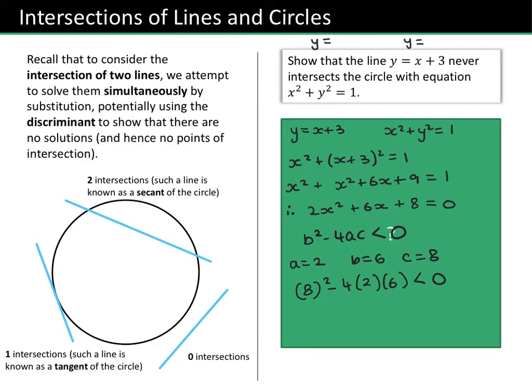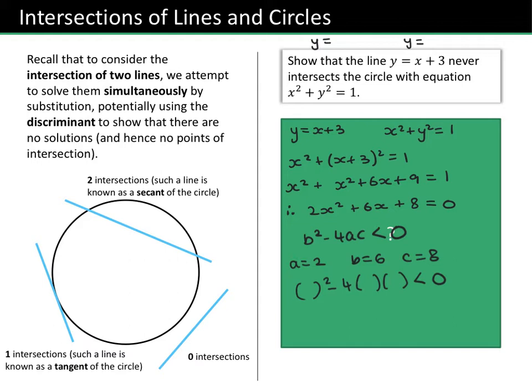Now 8 squared is 64. 64 minus 4 times 12. What's 4 times 12? Oh, yes, I've completely gone wrong. Great mistakes. That is not less than 0. Okay, let's try this again.